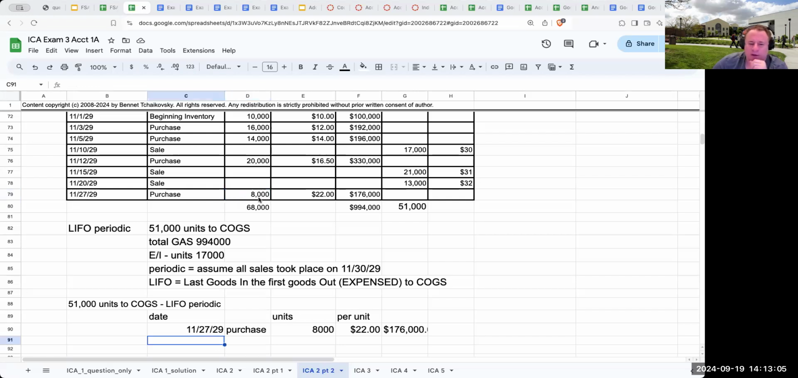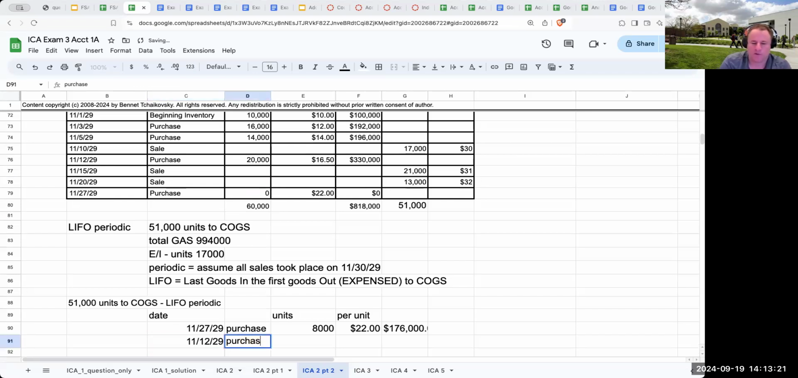So coming right over here, once I've taken that to cost of goods sold, this is now going to go down to 0, right? Now, go down to my next date. I go basically last in, first out. Go to my next purchase. This is going to be on 11/12/29. This is a purchase of 20,000 units at 16.50 per unit for a total of 330,000. Once I've taken it to cost of goods sold, I have to remove it from my inventory. So this is going to go to 0, right?